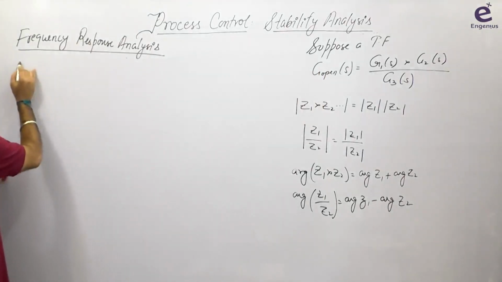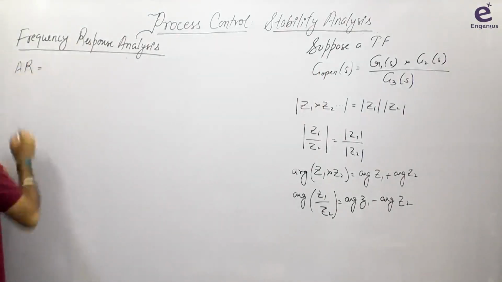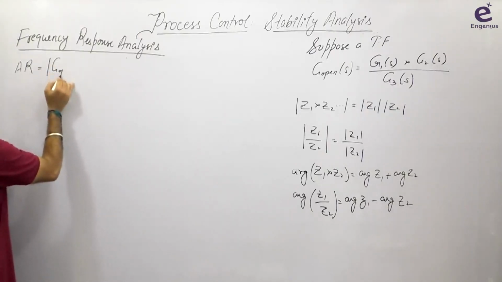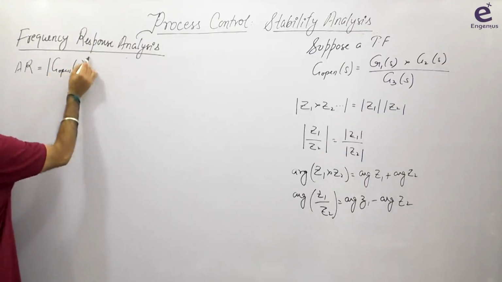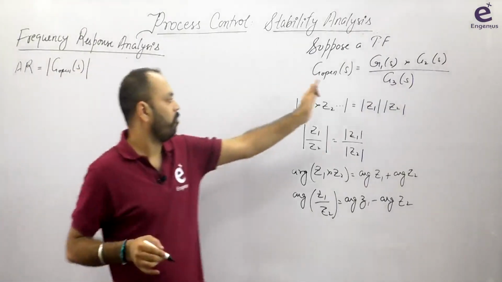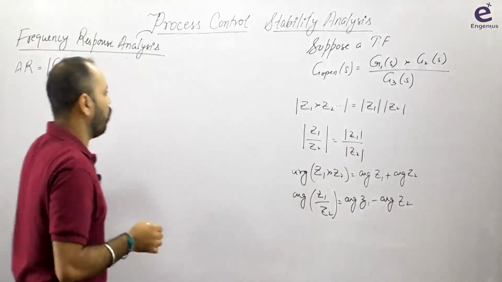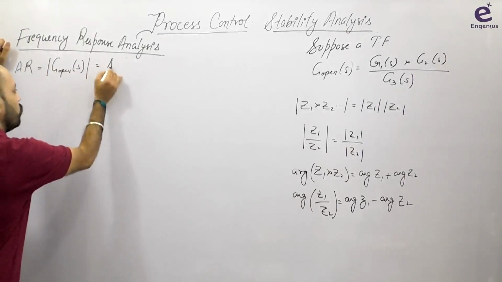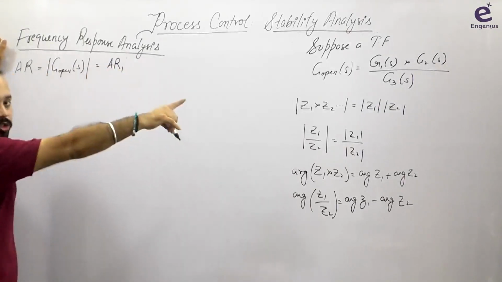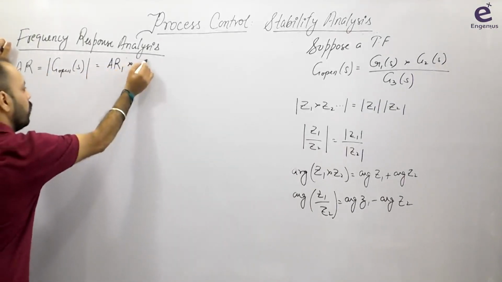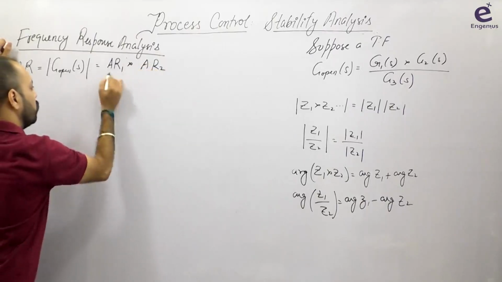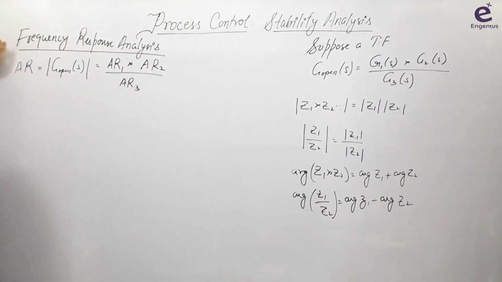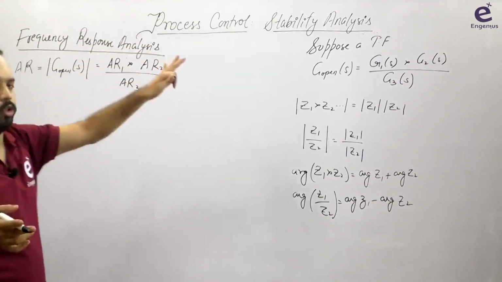Now suppose I want to find the amplitude ratio of this transfer function. How am I going to write it? Amplitude ratio of this entire transfer function is equal to modulus of G open S. Fine. And what is G open S? G open S is made up of these individual transfer functions. So I'm going to use that property here, that it can be written as the amplitude ratio of G1 multiplied by the amplitude ratio of G2 divided by the amplitude ratio of G3, right? Provided you know the amplitude ratio of these individual transfer functions.